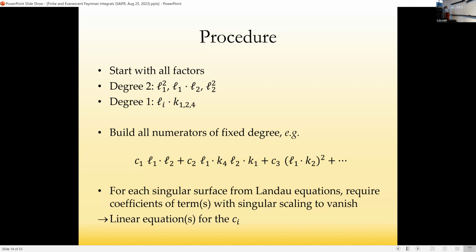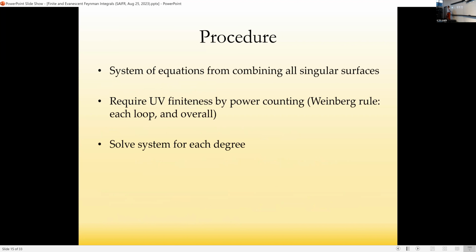And so now we plug this into the scaling equation, the scaling machinery. We iterate over each solution of the lambda equations, and we now require that any term which has singular scaling has to vanish. And that gives us a set of linear equations for these coefficients C. So we have a system of equations from combining all the singular surfaces, and we can solve that system. We do that separately with each degree of numerator.